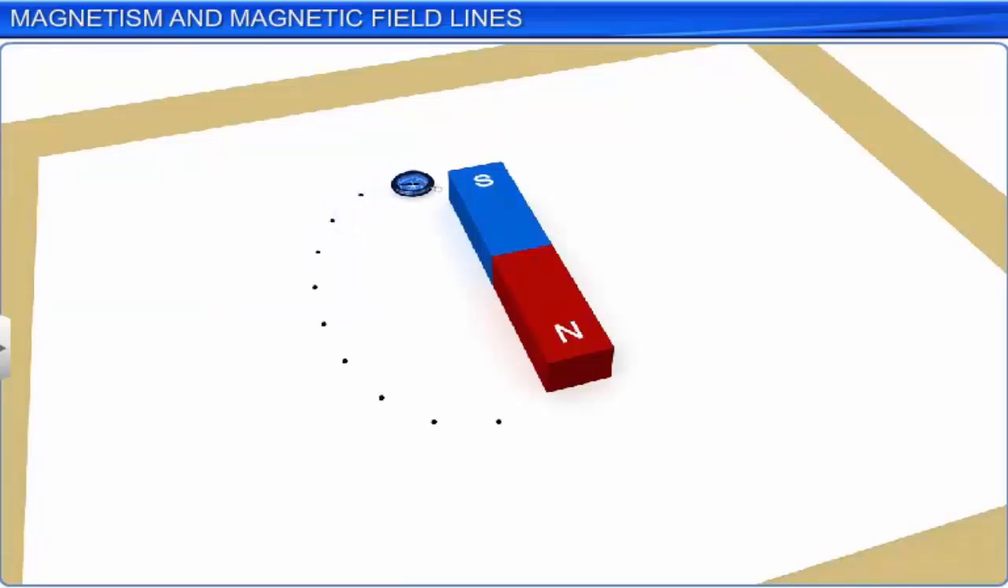By connecting all the points, we get the magnetic field lines due to the magnetic dipole. The direction of the compass at different points on the field lines gives the direction of the magnetic field at that point.